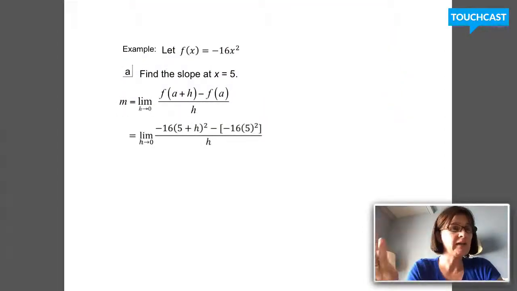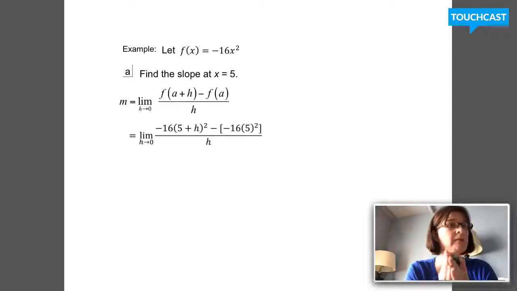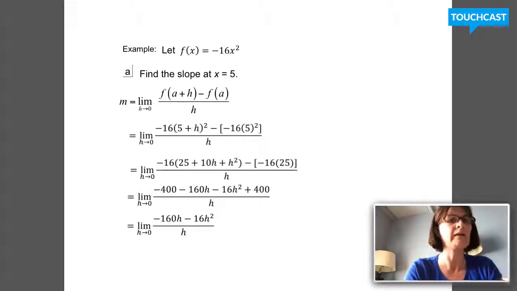So we have an example like this one. I have a function, f of x is negative 16x squared. I wanted to find the slope of that curve at exactly the place where x equals 5. So in this case, I'm going to use that difference quotient, that formula I had on the last slide. I'm going to let a equal 5 because that's the x value that I care about. So I'm going to take my 5 plus h and FOIL it out to square it.